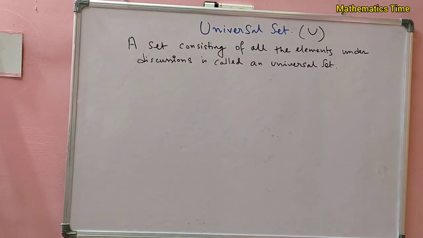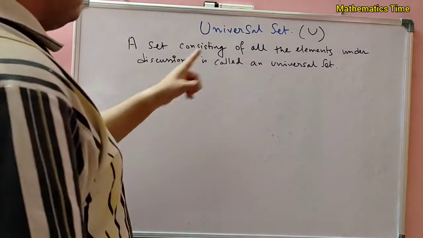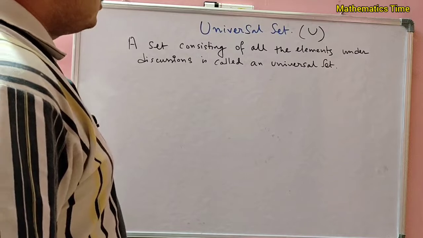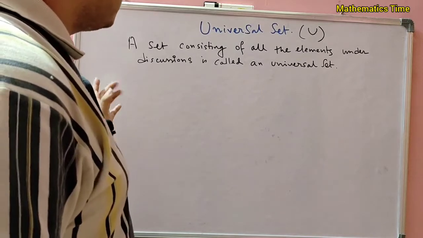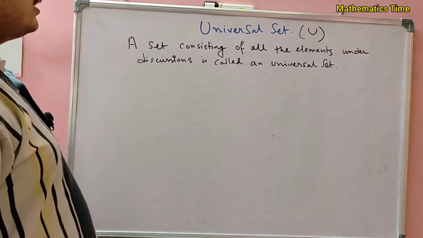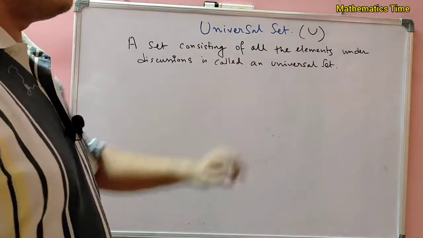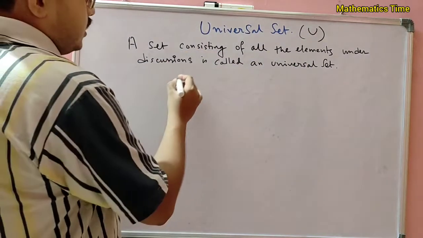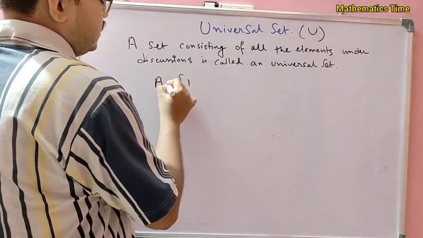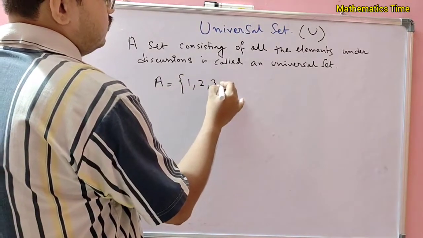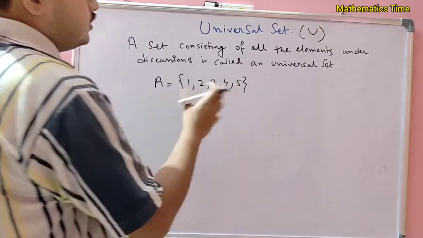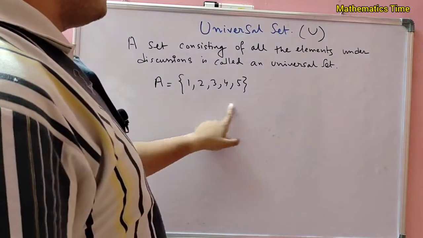So we are talking about now the universal set. A set consisting of all the elements under discussion is called a universal set. It is denoted by U. Suppose we are taking an example. A is a set {1, 2, 3, 4, 5}. This is a set of natural numbers up to 5.